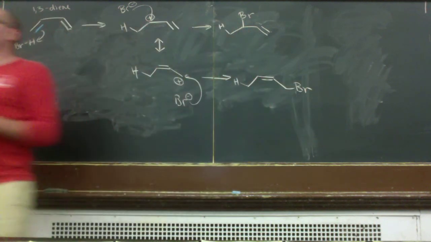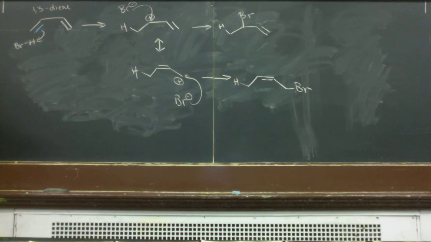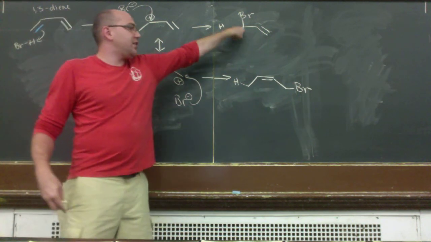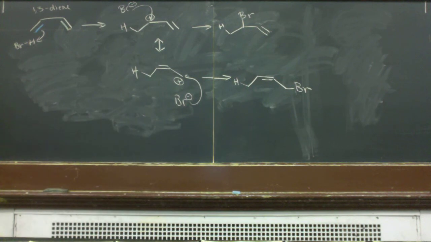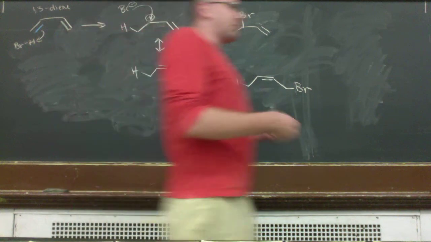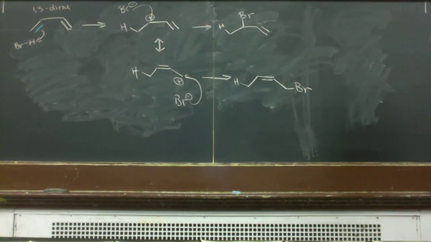Okay, so we've effectively added a bromine. In this case, we've added it 1,2. In this case, we've added it 1,4. Now, of these two possible products that are forming, there are certain parameters that could, in fact, dictate what's going on here.